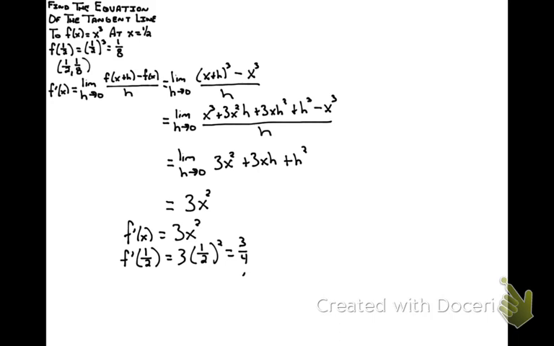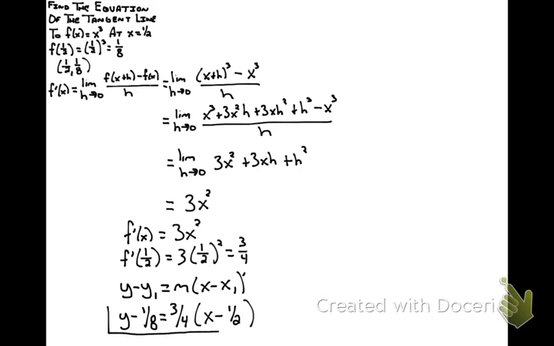Now, the last thing I want to point out is a lot of students like to go to slope-intercept form, and I would really encourage you to use point-slope form if you're not familiar with it. Point-slope form is y minus y1 equals m times x minus x1. And the reason you need to use point-slope form is it's significantly faster to get an equation of a line. My y value is 1/8, so y minus 1/8. My slope is 3/4, and my x value is 1/2. And this is the equation of my tangent line, and now I'm done.